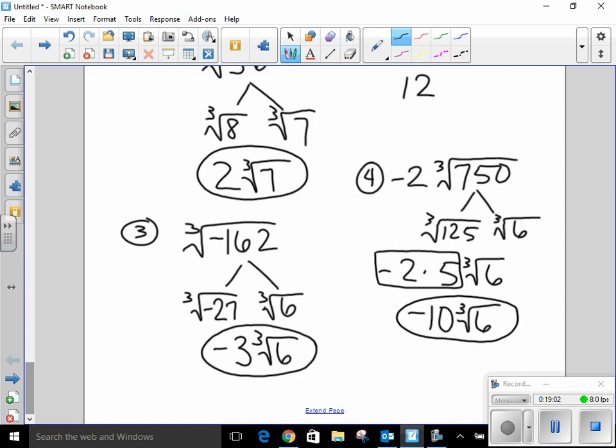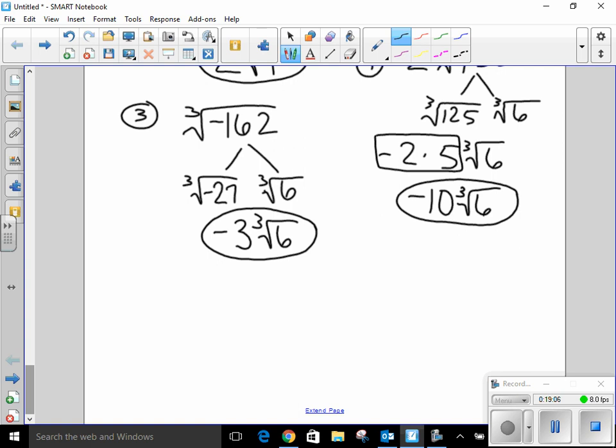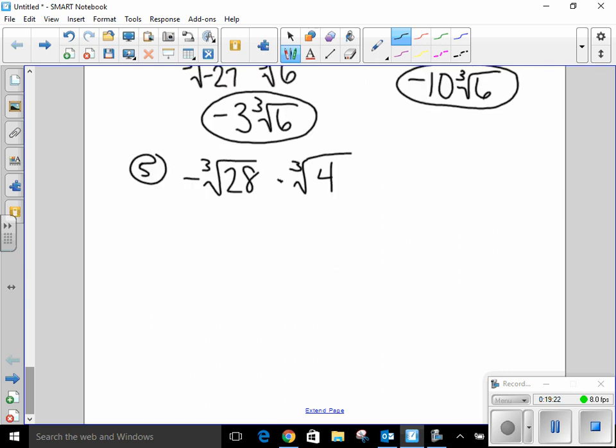Okay, so it's just like the square roots, just using a whole different set of numbers. And then the final example that I'm going to share with you is going to be one where you have negative cube root of 28 times cube root of 4. And again, if neither one of them are perfect cubes, you want to put them back together and then break it apart, just like we did with square roots.